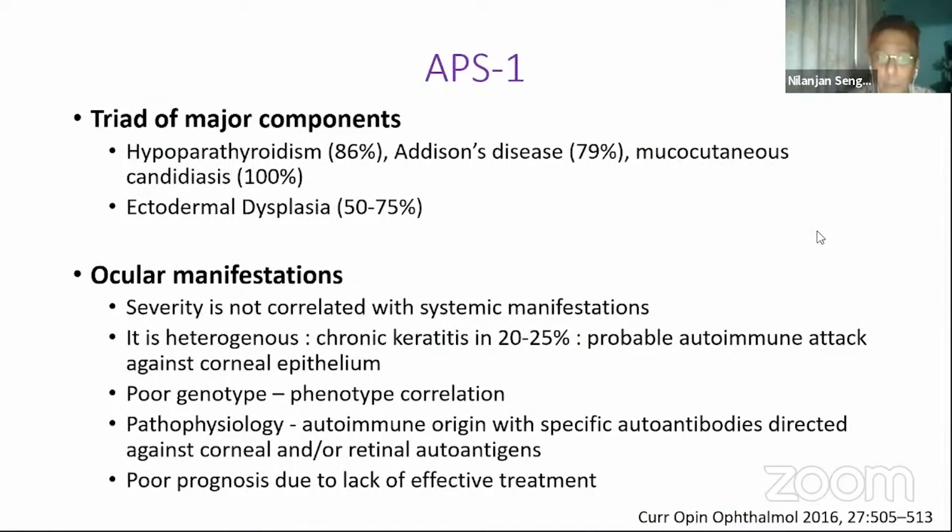Polyglandular autoimmune syndrome type 1 also may be associated with a host of ocular manifestations. You know, APS1, the major components are hypoparathyroidism, primary adrenal insufficiency, and mucocutaneous candidiasis. The severity of ocular manifestations is not correlated with the systemic manifestations. Though chronic keratitis occurring in about a quarter of patients is the commonest and most typical ocular abnormality, other heterogeneous ocular abnormalities can occur, and the corneal affection is probably because of an autoimmune attack against the corneal epithelium. There is a poor genotype-phenotype correlation, and the prognosis is also poor.